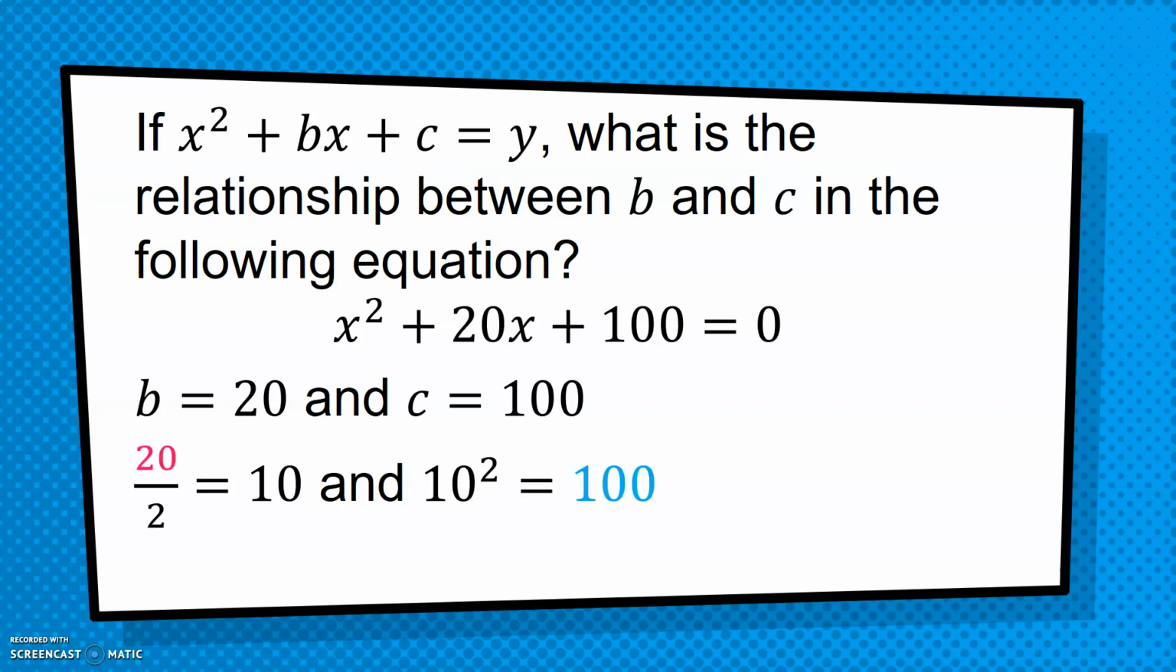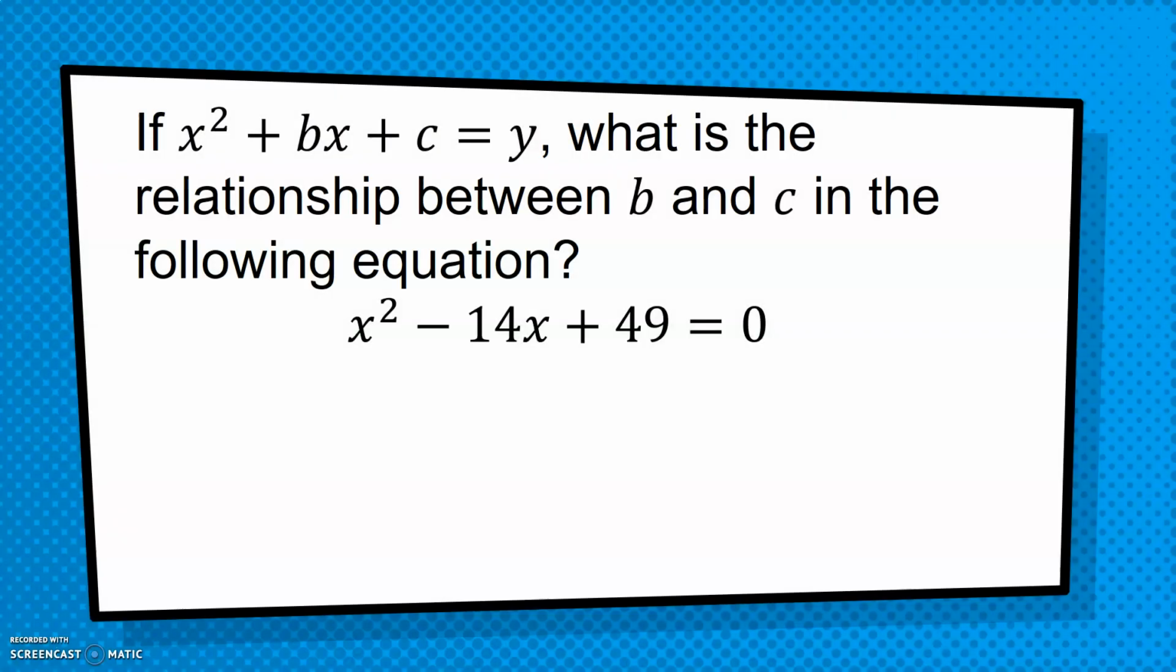If I take half of b, so half of 20, I get 10. Then if I square that 10, I get 100, and that gives me c. So that was half of b, and then square it to get c. Now let's look at another one and see if it's true for this one.